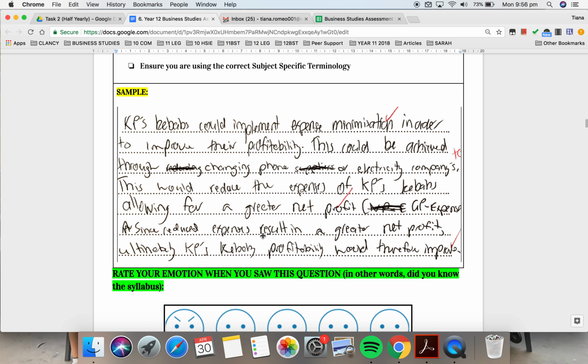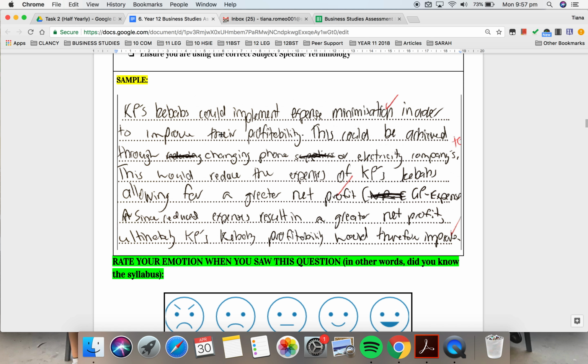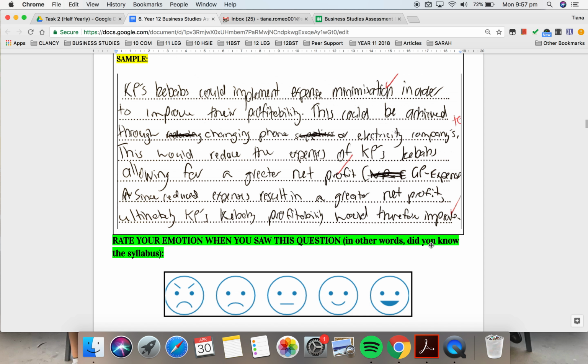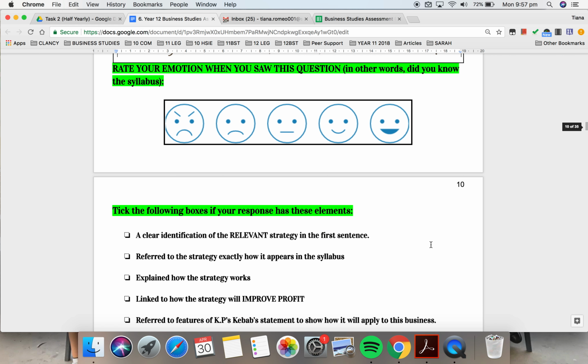Since reduced expenses result in a greater net profit, ultimately KP's Kebabs' profitability would therefore improve. Now, this was a really good response. I just said here that they should say changing phone or their electricity companies to find a cheaper alternative, a cheaper company. But overall, a good response. It did show how it would reduce the expenses and it would lead to a greater net profit, which would increase profitability. I want you to read your response now for that question and answer the following.